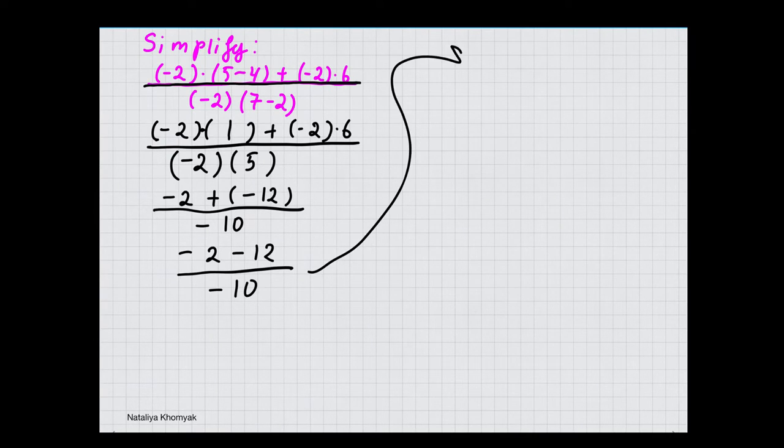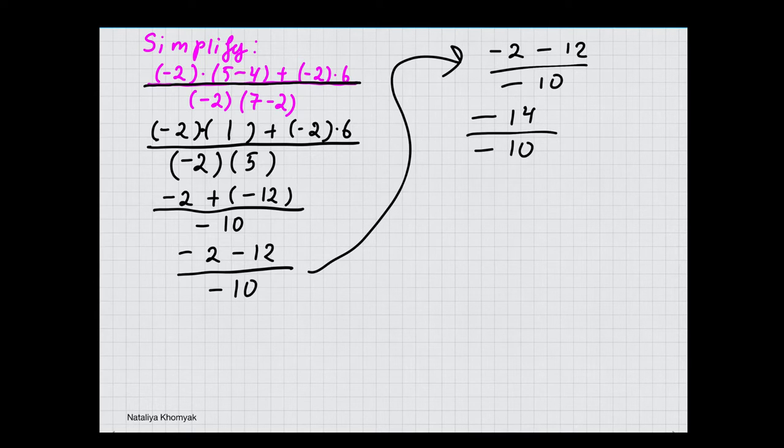I'm going to finish this over here. So negative 2, negative 12 out of negative 10. We have negative 2 and negative 12 have the same sign, so we're going to calculate the sum. The sum will be negative, and the sum of 2 and 12 is 14 out of negative 10.